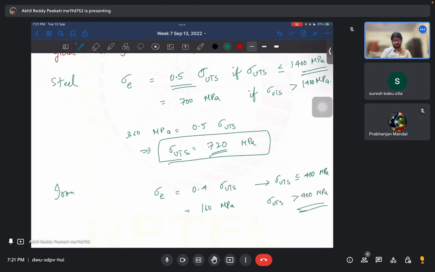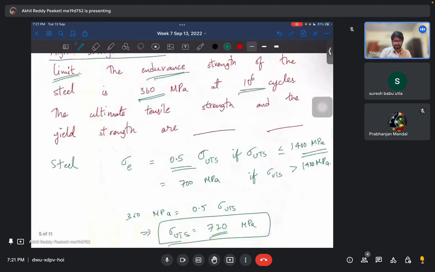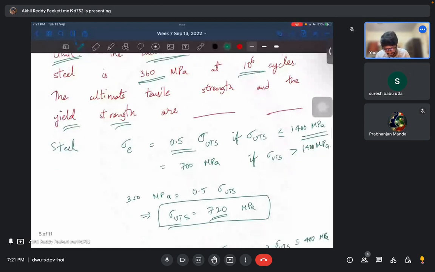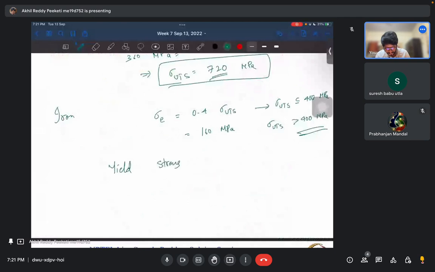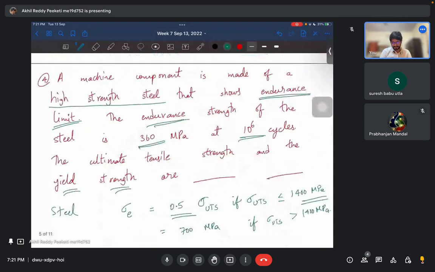Now, can we estimate yield strength from this? No. Yield strength never comes into the picture when we are talking about endurance strength and ultimate tensile strength. So yield strength can't be calculated from this. We need some more data. So that is for this question.